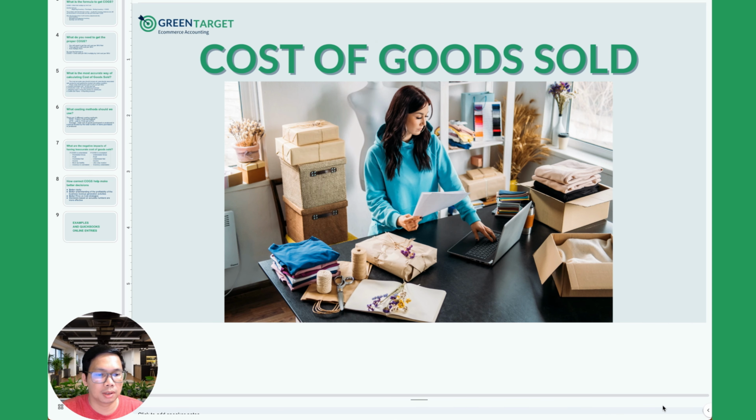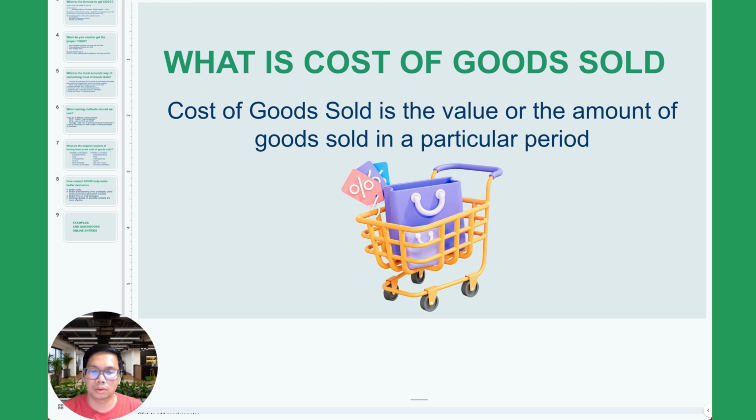Okay, so now we will be discussing cost of goods sold in more detail. What is cost of goods sold? Cost of goods sold is the value or the amount of goods sold in a particular period. So when you are selling online as an e-commerce seller, for example on Amazon, the product that has been sold has a value or a cost: the cost of making it, the cost of buying it, and the cost of making it available for sale to the customers. That's the cost of goods sold. Whenever there's a sale, there will be cost of goods sold.